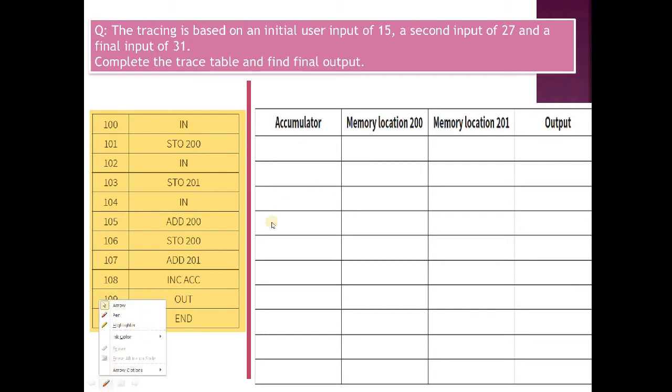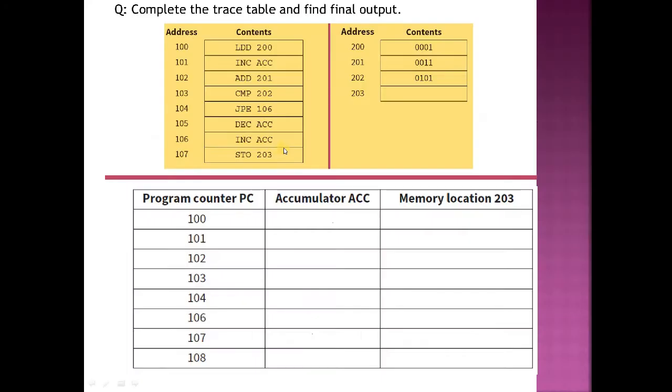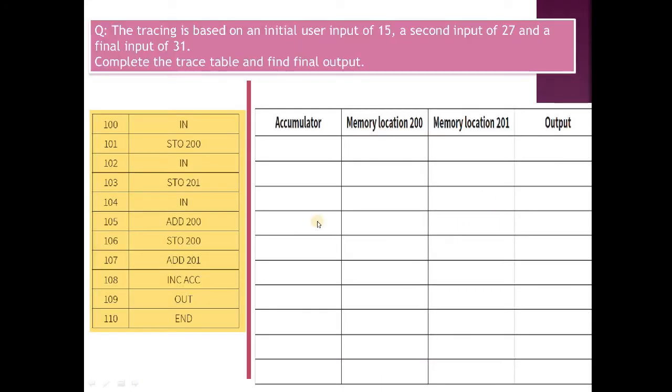So first of all, input. So first input is 15, right? And this input will go in accumulator. 15. Then store 200. The value of accumulator will be stored at 200. Then again next value will be inputted. The next value is 27. It will come in accumulator. Then store in 201.